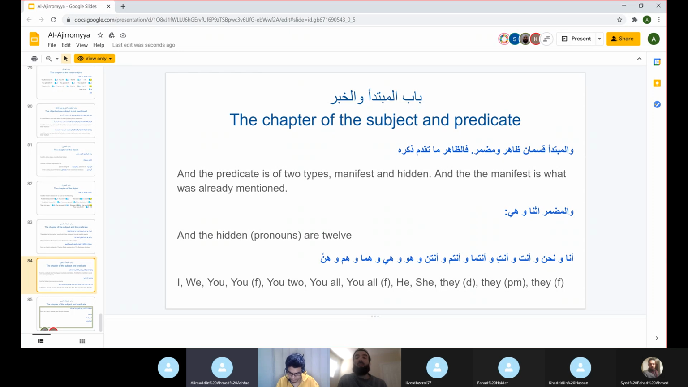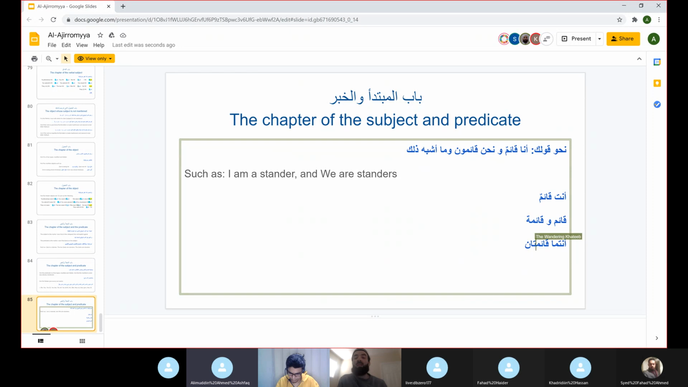Qa'ima would have to change depending on the subject, whether it's dual, plural, or singular. In this case, antuma is the dual. That is why qa'imatani is also dual. Does that make sense? Yes, Sheikh.